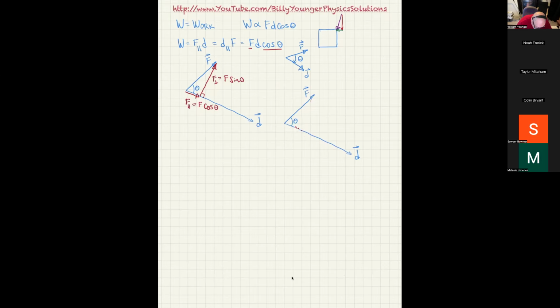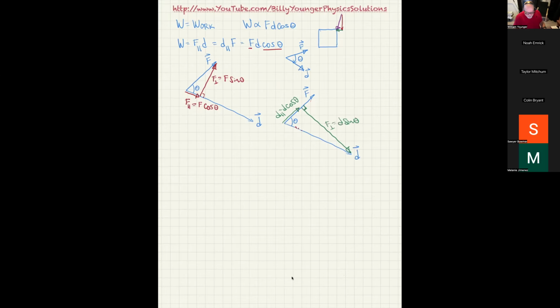So now I am going to make a right triangle using D. Notice this is the component of D that would be perpendicular to F, and this would be the component of D that's parallel to F. And I think you'd see in that case that that's actually D cosine theta, and this, D perpendicular to F, would be D sine theta.